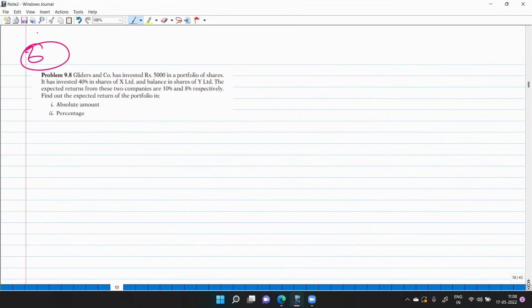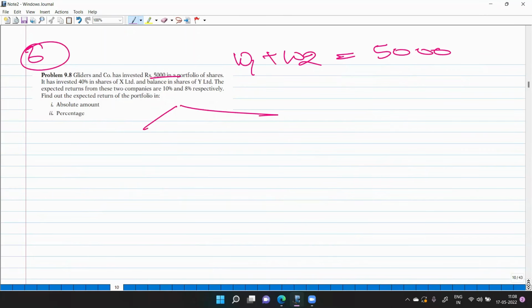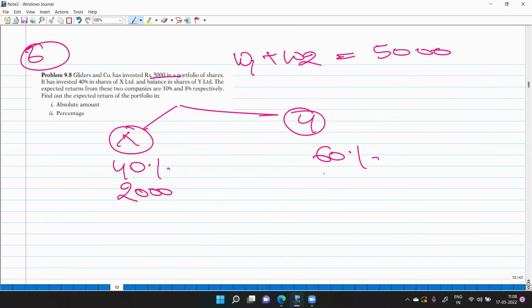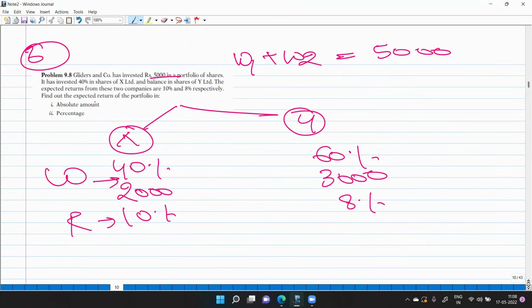Let's solve 8th question. Glider and company has invested 5,000. So the total investment is 5,000. That is weight 1 plus weight 2 is 5,000. Okay. If he has invested X and Y में, X में he has invested 40% and 60%. This can I say 2,000 and 3,000, right? The expected returns are 10%. These are your weights. These are your returns. 10% and 8%. I have to find out the expected return in absolute term and percentage.